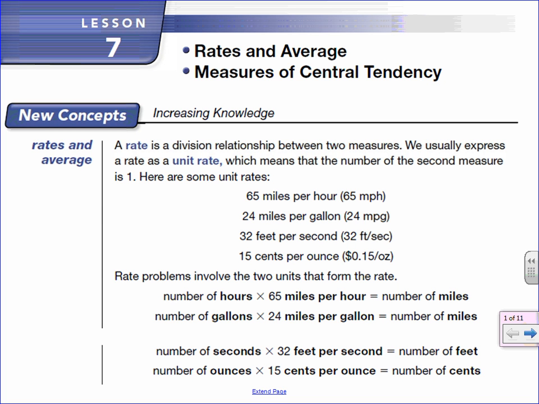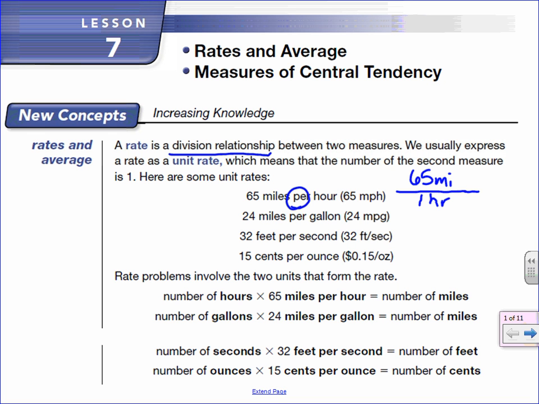Here are some unit rates. So 65 miles per hour. So remember they said that a rate is a division relationship. Well, the division comes from per. Anytime you see the word per in math, it's division. If you see the word of in math, it's multiplication. So 65 miles per hour means 65 miles divided by 1 hour. So 65 per 1 hour.